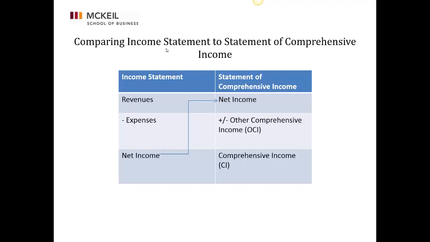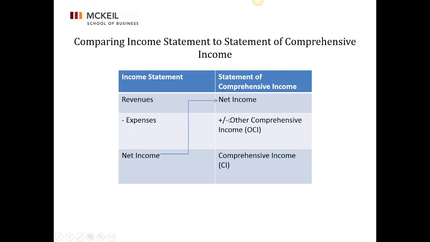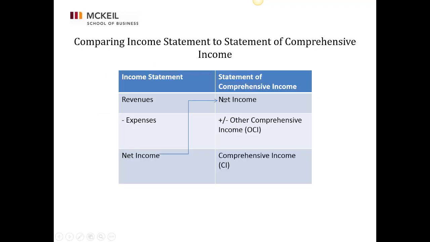So now let's just compare the income statement to the statement of comprehensive income again. We know revenues less expenses on your traditional income statement gives you net income. In the statement of comprehensive income, it starts off with net income. We add to it any other comprehensive income gain. So in our case, we would be looking in our course at any unrealized gain for holding investments that are fair value through OCI, where the gain goes into OCI. Or we would deduct from net income any OCI where we have a net holding loss created for these investments that we're holding. All right, and again, net income plus or minus OCI would give us comprehensive income.